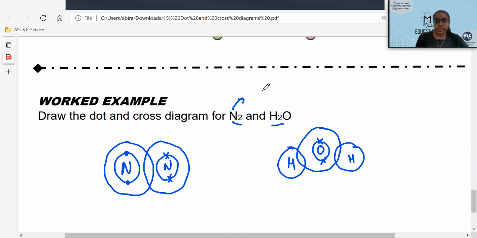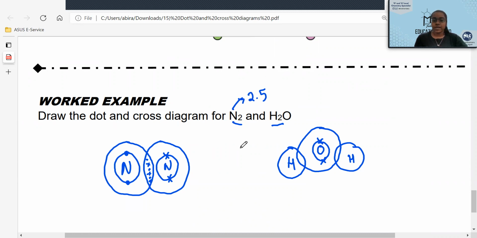N2, or nitrogen, the electronic configuration is 2.5. So it has 5 valence electrons. It will need 3 more valence electrons to achieve octet structure. So because it needs 3 more valence electrons, it will share 3 pairs of electrons. So you just need to draw 3 pairs of electrons in here.